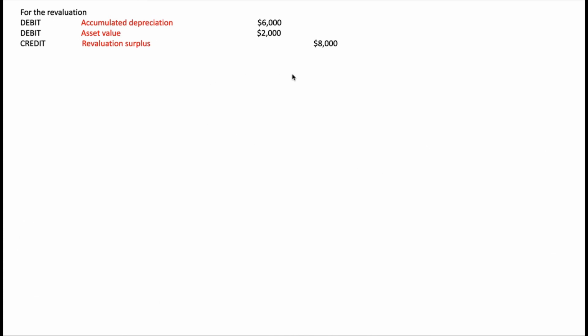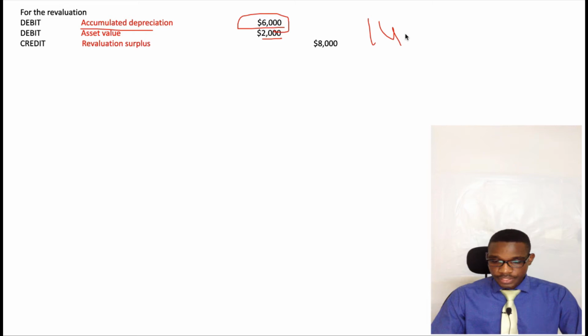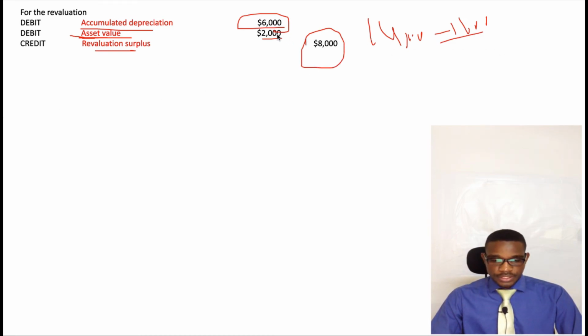So for the revaluation, the debit side would be accumulated depreciation 6,000, and also on the debit side, asset value, because our asset increased from 14,000 to 16,000. The increase shall be recognized in the statement of financial position on the asset side. So the credit shall be revaluation surplus of 8,000. This is accumulated depreciation, and this is asset value.